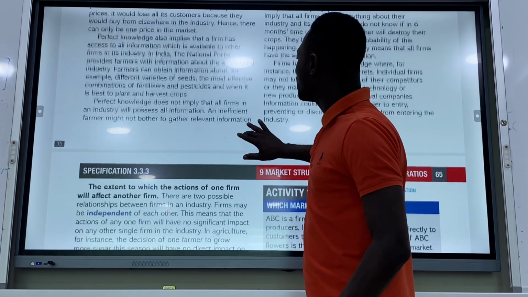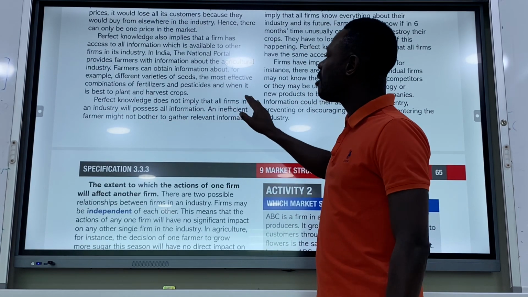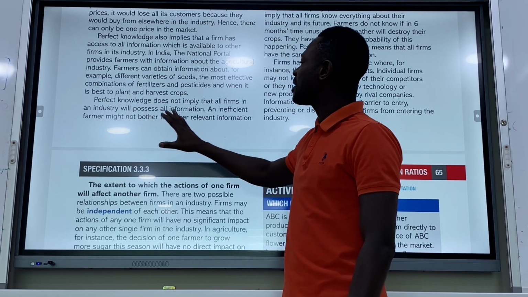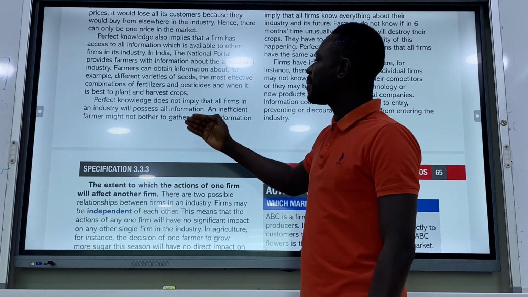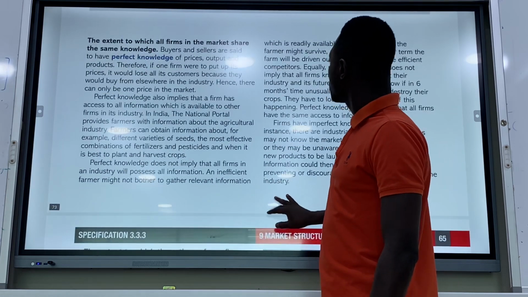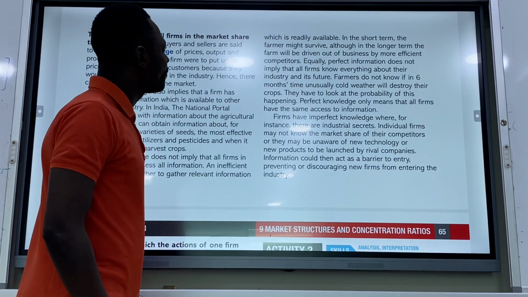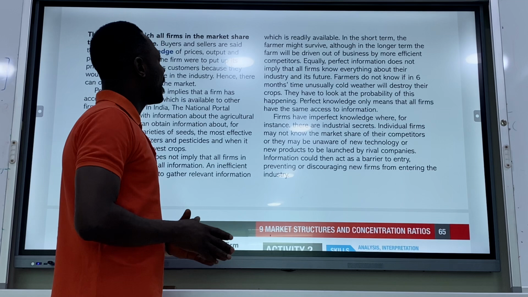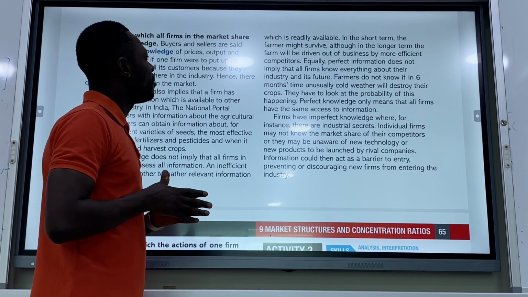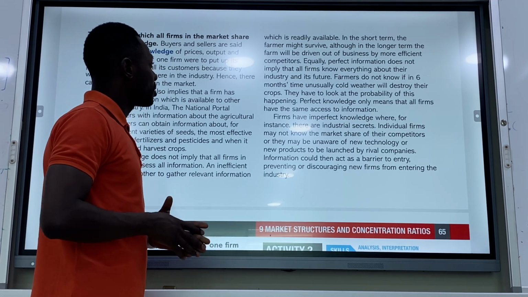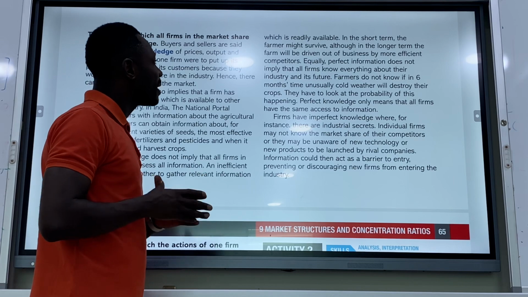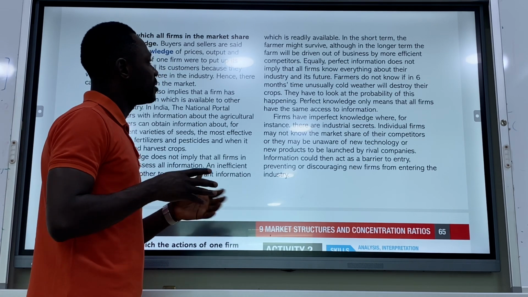So having perfect knowledge does not imply that all firms in an industry will possess all information. An inefficient farmer might not bother to gather relevant information, which is readily available. In the short term, the farmer might survive, although in the longer term the farm will be driven out of business by more efficient competitors. Equally, perfect information does not imply that all firms know everything about their industry and its future.